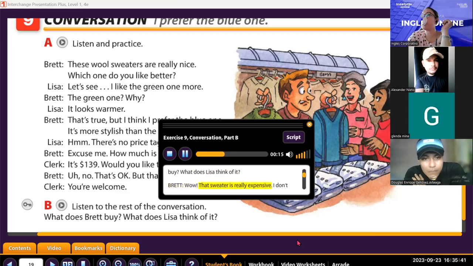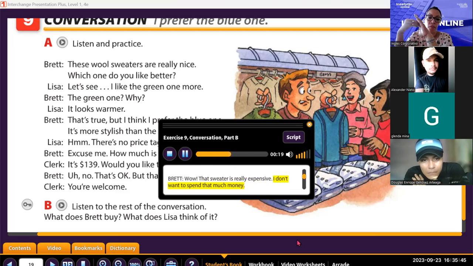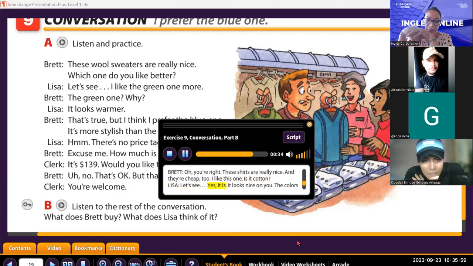Wow, that sweater is really expensive. I don't want to spend that much money. Oh, look. There are some things on sale over there. Oh, you're right. These shirts are really nice. And they're cheap, too. I like this one. Is it cotton? Let's see. Yes, it is. It looks nice on you. The colors are really cool. Great. I'll take it.